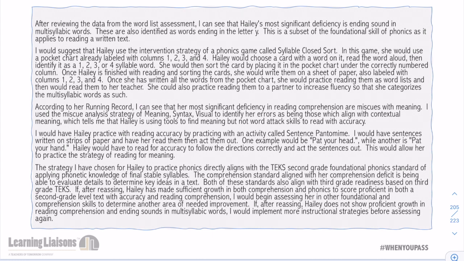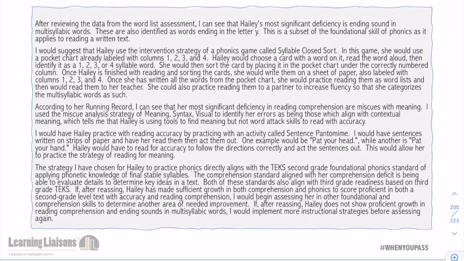If after reassessing, Haley has made sufficient growth in both comprehension and phonics to score proficient in both a second grade level text with accuracy and reading comprehension, I would begin assessing her with other foundational and comprehension skills to determine another area of needed improvement. If after reassessing Haley does not show proficient growth in reading comprehension and ending sounds and multisyllabic words, I would implement more instructional strategies before assessing again.